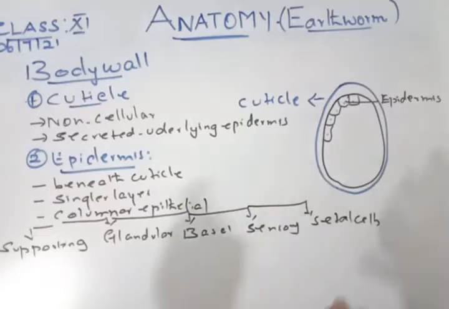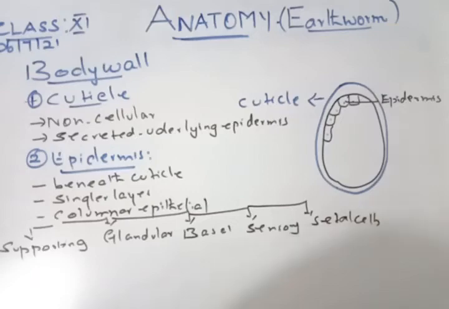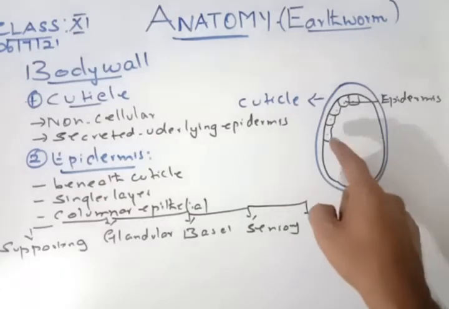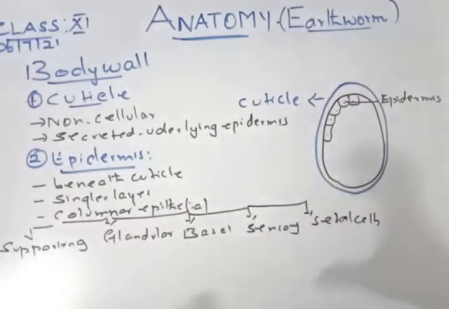Clear? So in the body wall, we have talked about the cuticle, which is the outermost layer, and it is non-cellular, and it is secreted by the underlying epidermis. The epidermis only will secrete that cuticle. And the second layer is called epidermis, which you can find just below this cuticle, and it is a single layer. The cells are columnar epithelium, and it consists of different cells like supporting cells, glandular cells, basal cells, sensory, and the setal cells. Okay, so this is the second part.